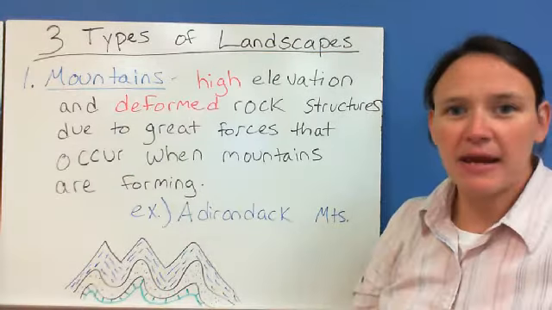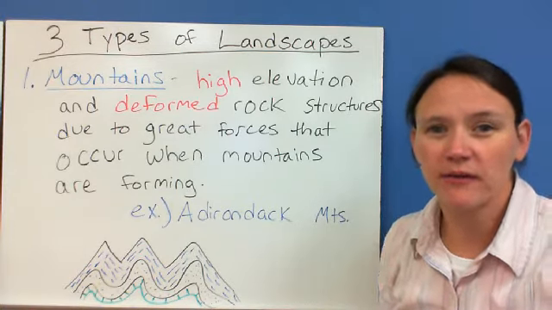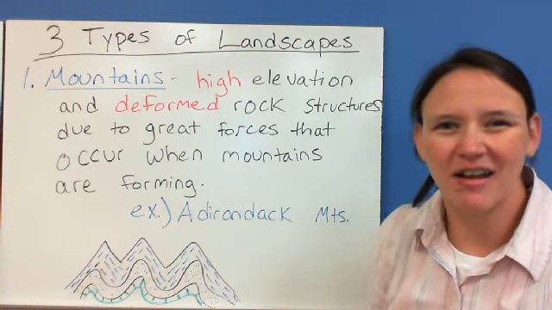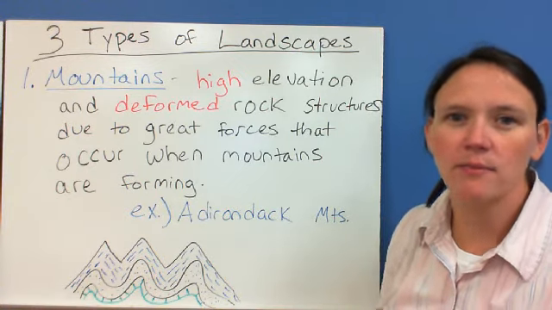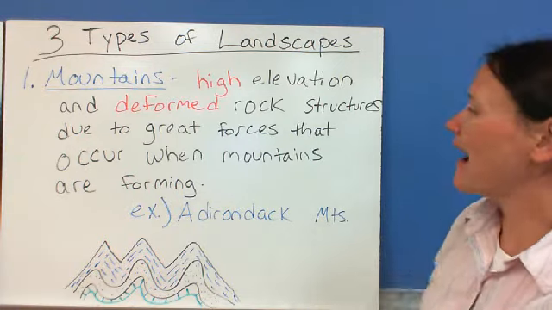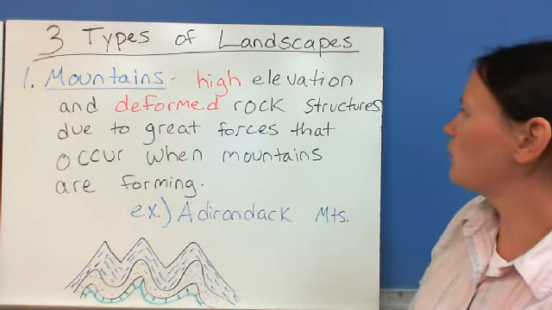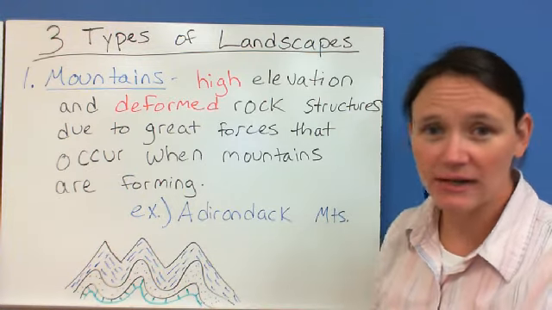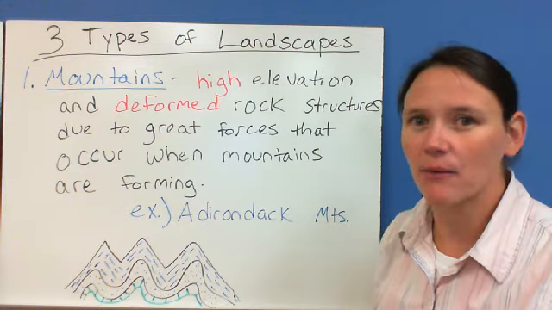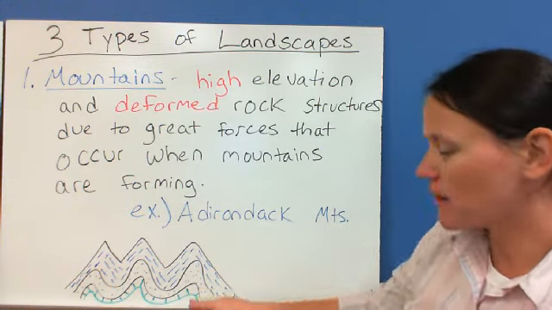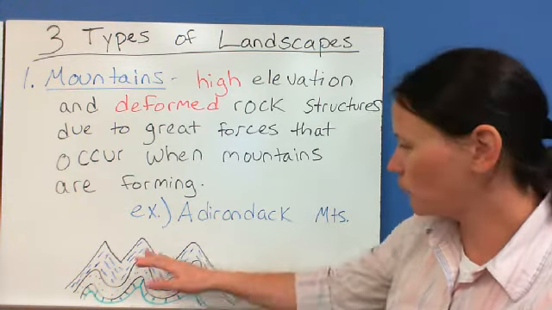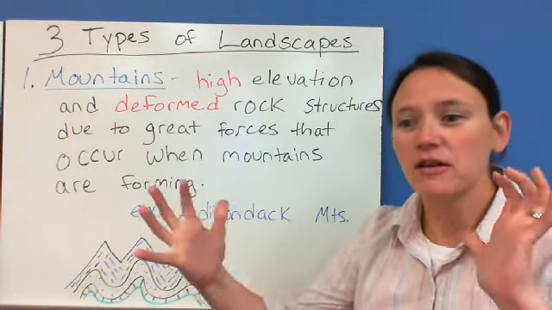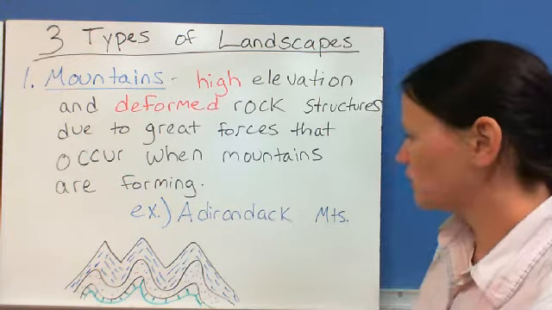And there are three main types of landscapes that we will be focusing on in class. Mountains is the first kind. You can all picture what a mountain looks like, but what makes it a mountain is that it has a high elevation and the rock is deformed due to great forces that occur when mountains are forming. An example right near us are the Adirondack Mountains. So you can see we've got the different rock layers here, and they're kind of squiggly from pressure, usually like continents colliding. That's going to create that feature.